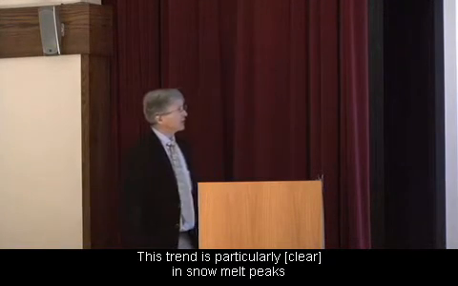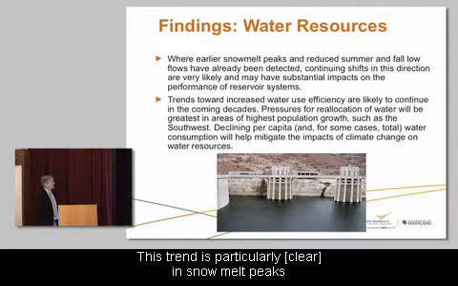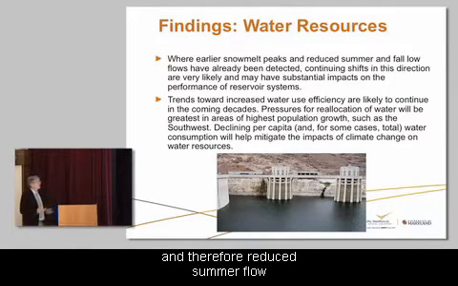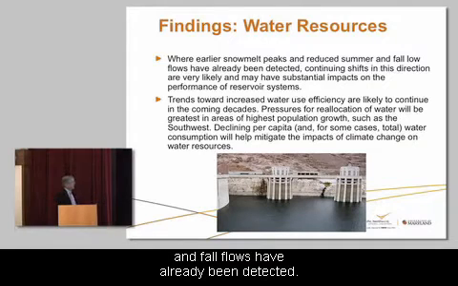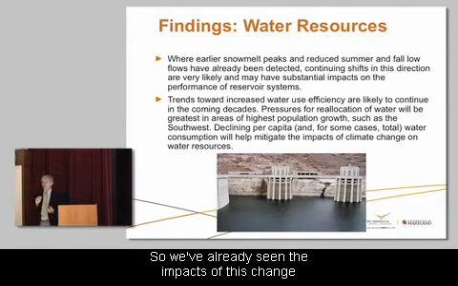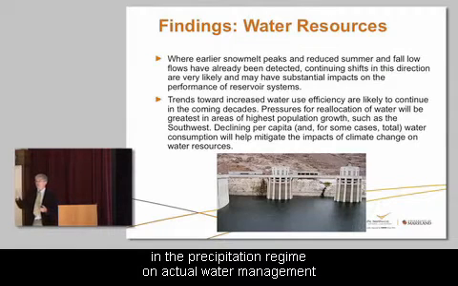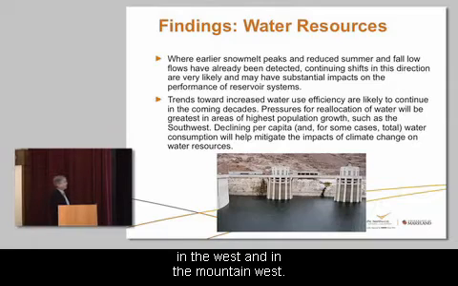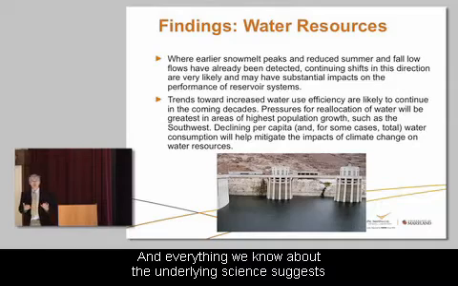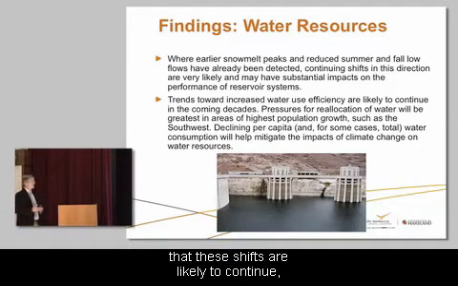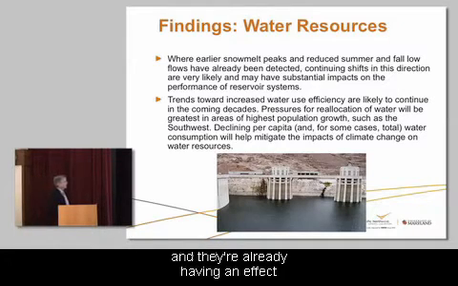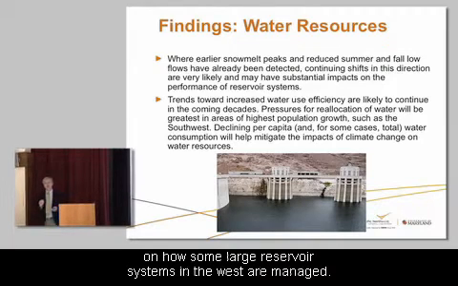This trend is particularly in snowmelt peaks, and therefore reduced summer flow and fall flows have already been detected. So we've already seen the impacts of this change in the precipitation regime on actual water management in the West and in the Mountain West. And everything we know about the underlying science suggests that these shifts are likely to continue. And they're already having an effect on how some large reservoir systems in the West are managed.